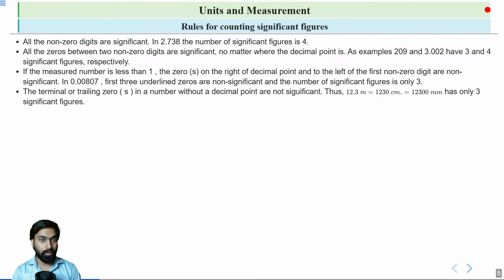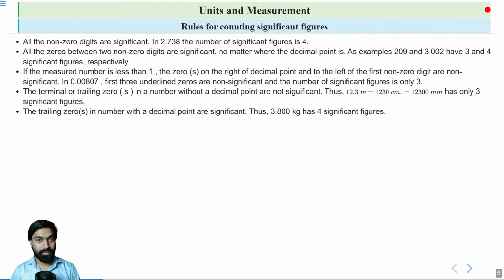The terminal or trailing zeros in a number without a decimal point are non-significant. Suppose 12.3 meter is equal to 1230 centimeter and 12300 mm. So there are only three significant figures. In the number 12300, if we have one more digit like 0, we can say again there are only three significant figures.